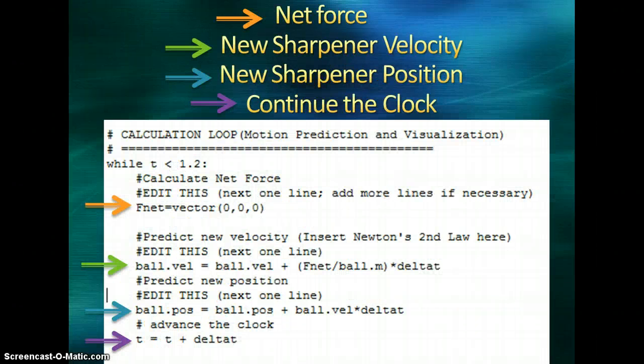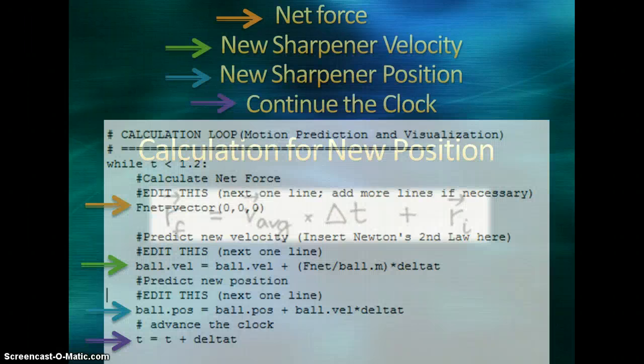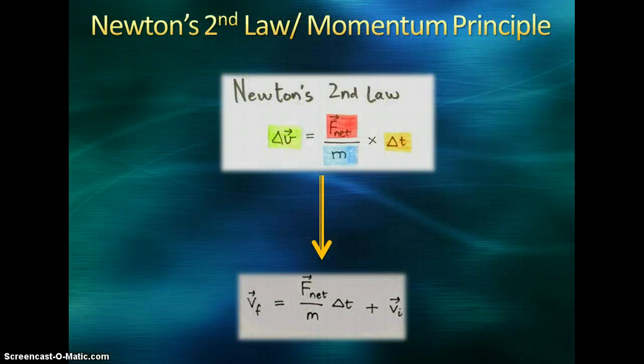Here is the net force, new sharpener velocity, new sharpener position, and the continued clock as t equals t plus delta t. Note that the colors on the top arrows correspond with the colors on the bottom in the code. This was the calculation for the new position, and this is the formula that it was derived from. And here was the formula that the new velocity was derived from, Newton's second law, or the momentum principle.